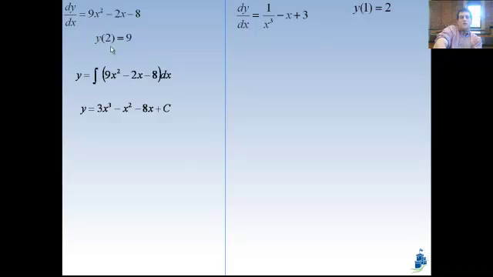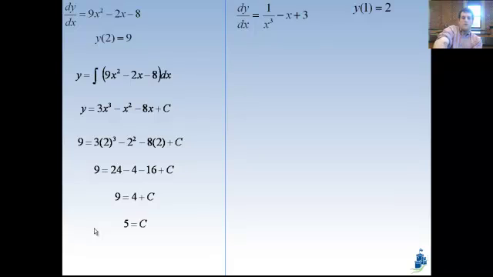The last step now is to plug in x equals 2 and y equals 9, and then to go about doing our math. 2 cubed is 8 times 3 is 24. Minus 4 is 20. Minus 8 times 2, which is 16, gives us 4. And then we can subtract the 4 from both sides to give us a c of 5. Now again, that's not the final answer. The final answer is the entire function. So we say y equals 3x cubed minus x squared minus 8x plus 5.